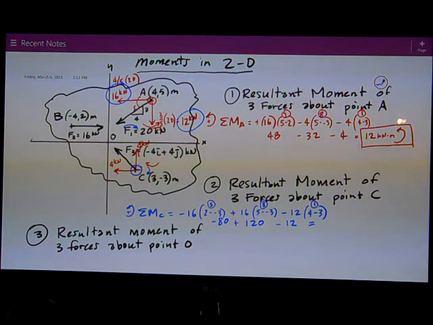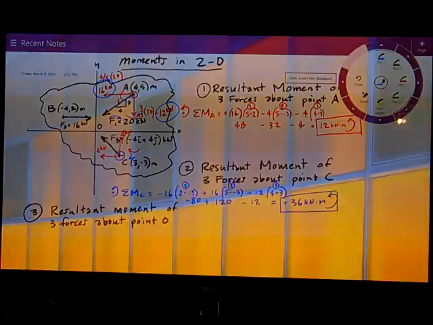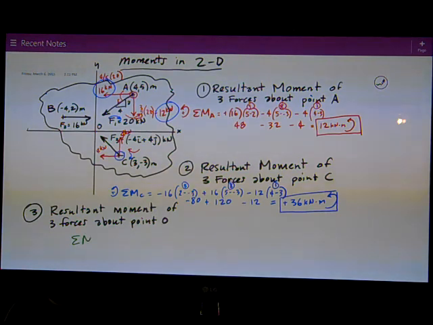This works out to be positive 36 kilonewton meters. The positive means, once again, I've got counterclockwise rotation. Finally, I want to do the resultant of the three forces about point O. And so that looks like this. Sum of the moments about point O. Same sign assumption.